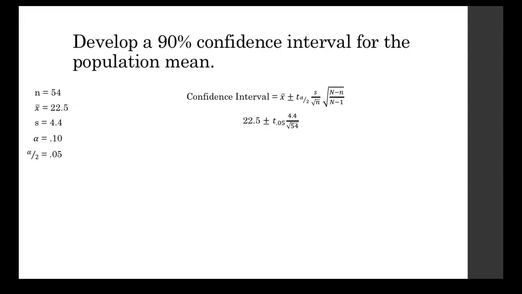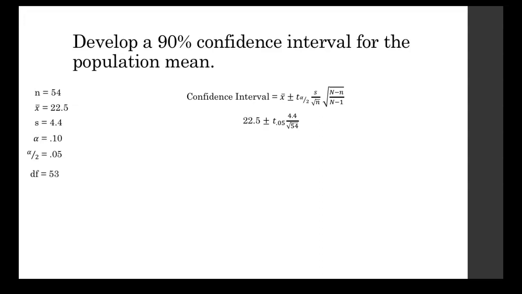Now, to find this t-score, we need to know a few things. We first need to know our degrees of freedom. So we get our degrees of freedom by taking our n minus 1. So our degrees of freedom will be 53. And then the other piece that we need when looking up this t-score is the area in the upper tail. So the area in the upper tail, that's just our 0.05.